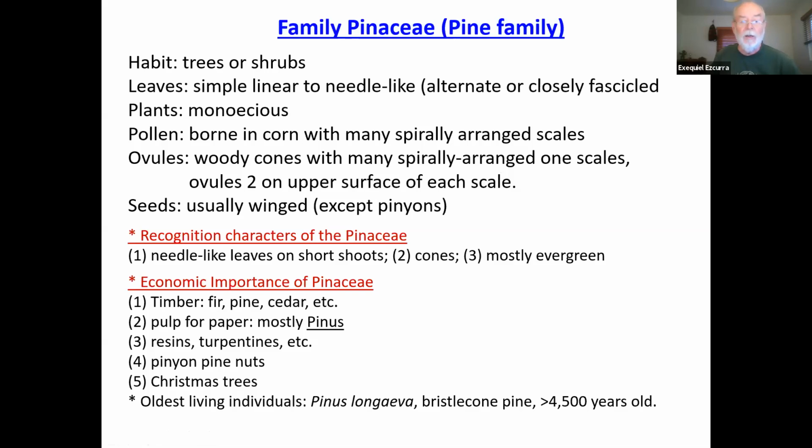They produce big nuts. And you can recognize them very, very clearly by the needle leaves, the cones, and they're almost unfailingly evergreen. Very important economically. Pines are one of our major sources of timber for construction and also pulp for paper.